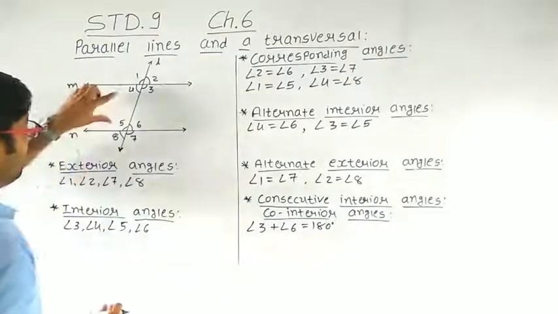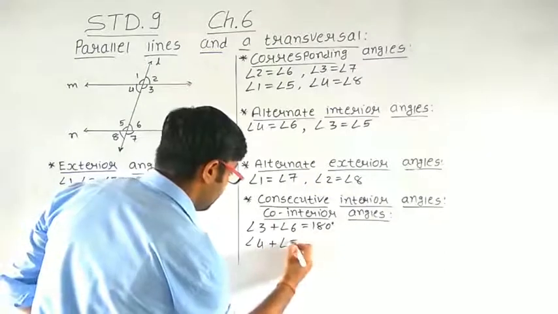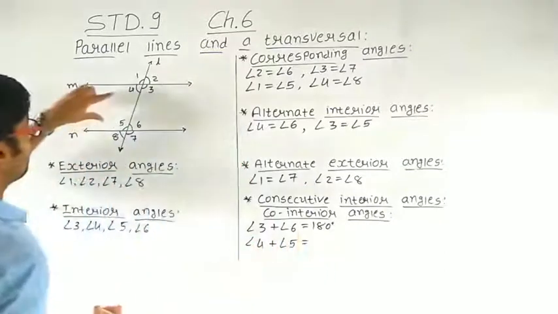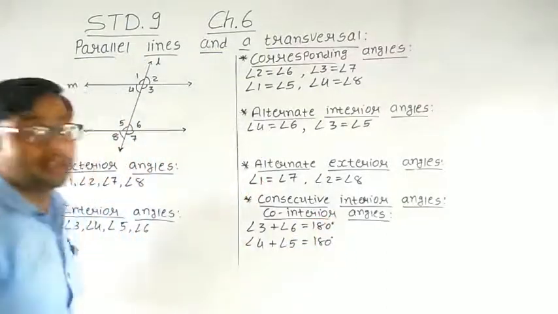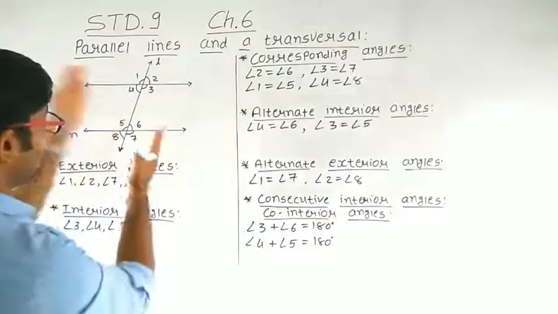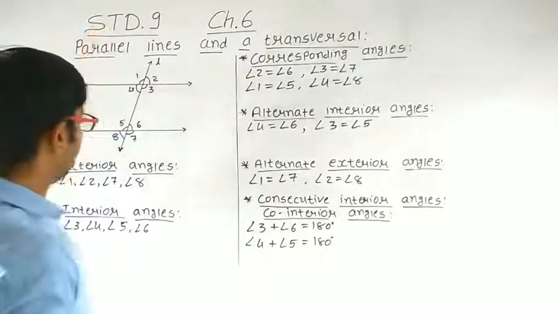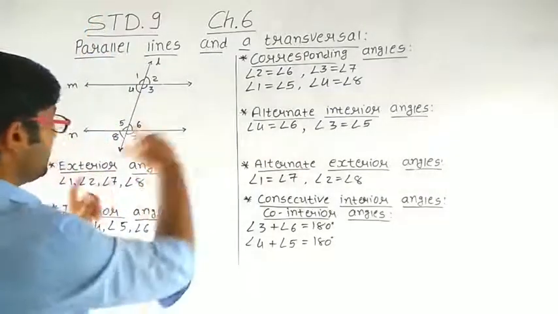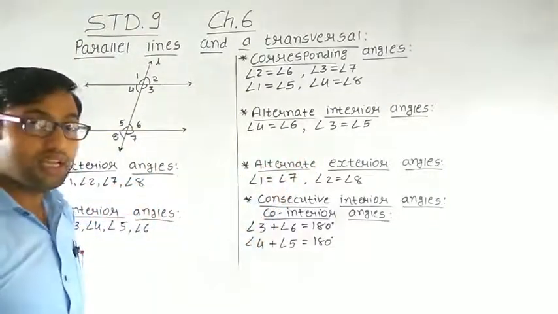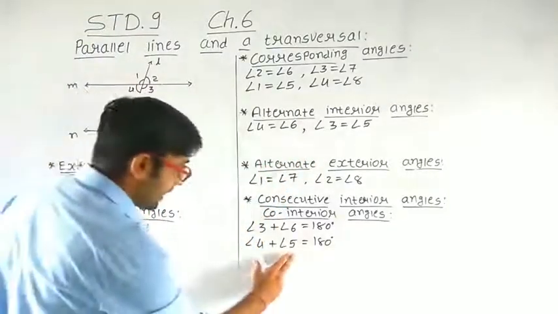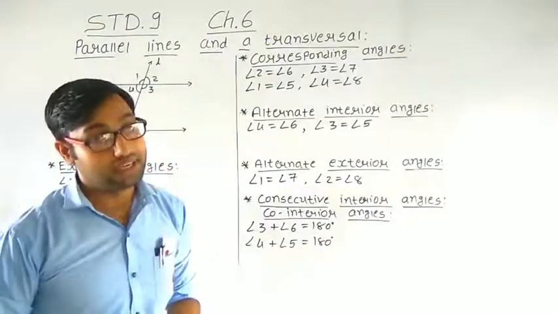In the same way, angle 4 plus angle 5. Here also the addition will be 180 degrees, because they are on the same side of the transversal. 4 and 5 are on the left hand side of the transversal, and 3 and 6 are the angles which are on the right hand side of the transversal. So when we add these angles, we get the total equal to 180.